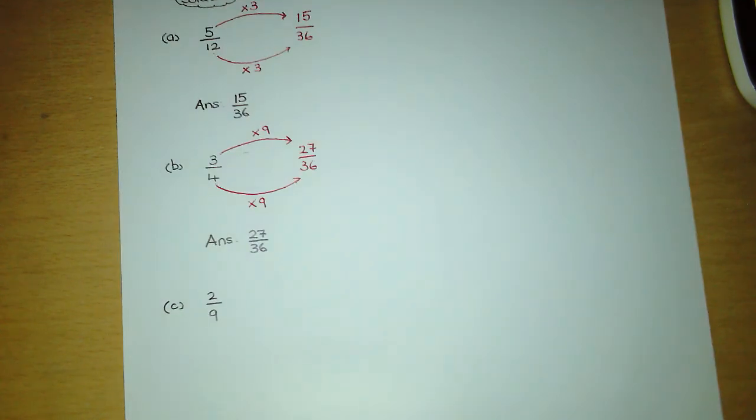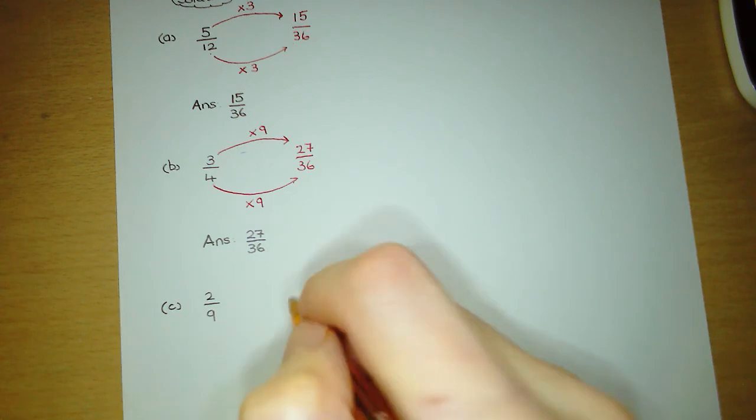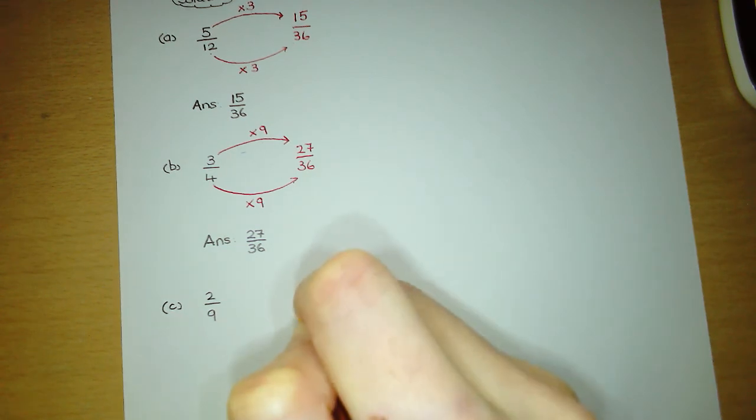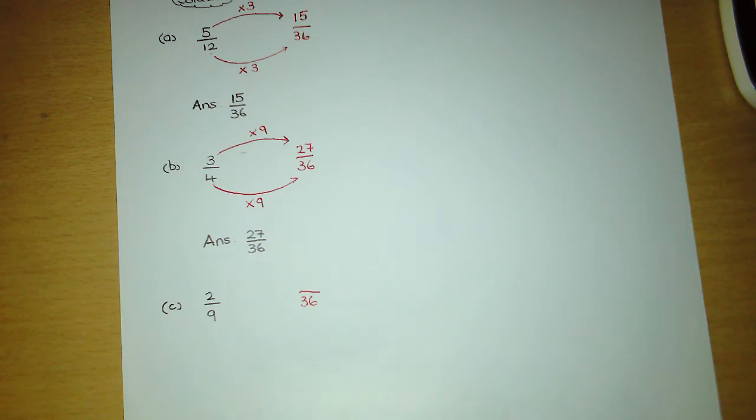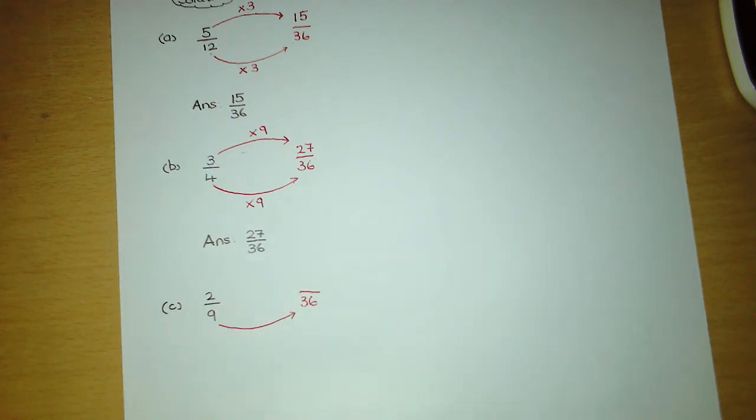Okay, part C, we have 2/9. We want to turn it into an equivalent fraction with a denominator of 36. So write our equivalent fraction down with a denominator of 36. And again, start with the denominator 9 here because you know the denominator of the equivalent fraction. So you have to multiply 9 by a certain number to get 36. And that is going to be 4.